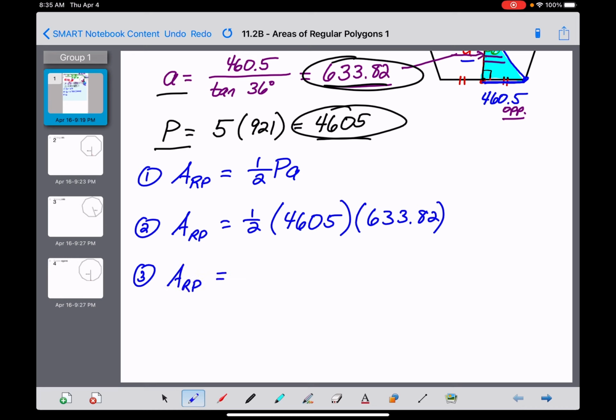Area of the regular polygon equals. And I want to show you guys an important way to do this that I'm going to be expecting you to do, and I'm going to be grading accordingly. These numbers, 1/2 and 4605, are exact. So we can just type them into our calculator, but this number here isn't exact. It's a rounded version. So the right way to do that is to use our calculator's features to get that answer as accurately as possible.